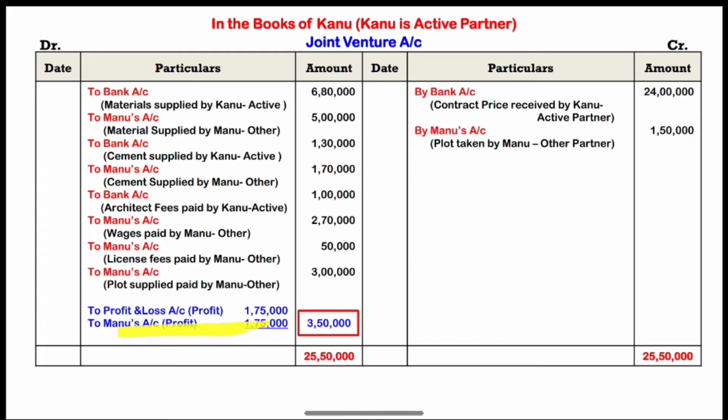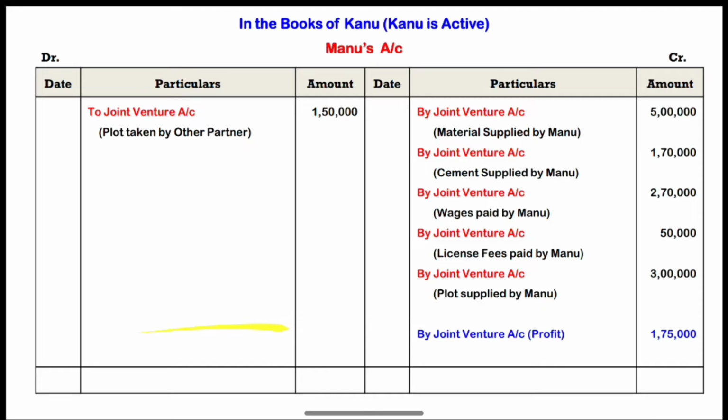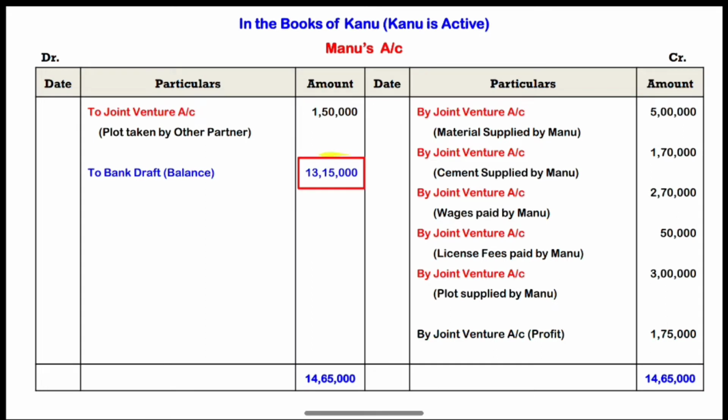Now the profit of Manu is transferred to Manu's account on the credit side. Profit in Manu's account on the credit side by joint venture, profit 1,75,000. Perfect. Close the account. Find the balance. That is bank draft payable to partner, payable to active partner. That is 13,15,000 is the bank draft balance, and the total is 14,65,000. So this is what the accounts prepared by one partner, method 1.